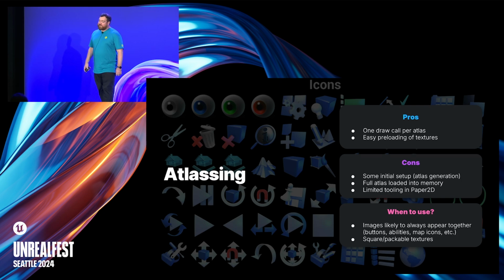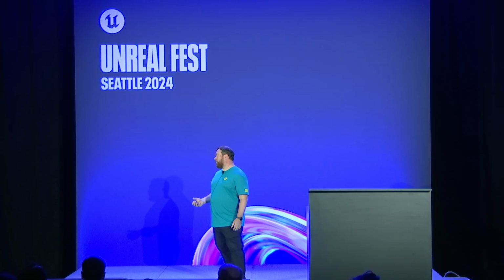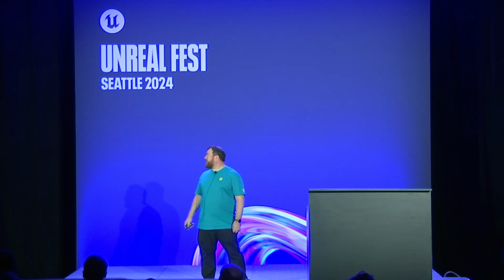As far as when to use this technique, it's great for things that always appear at the same time. So if you're thinking of like a controller mapping where you have all your button icons, you could throw those into an atlas and assume they're all going to be there at once. If you have some really static HUD elements that are just sort of always on screen, you could throw those in an atlas and draw them in one draw call. It's also great for square or easily packable textures where you're not going to waste too much transparent space within the texture.